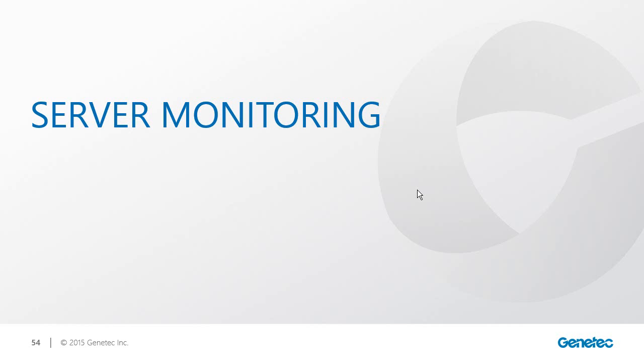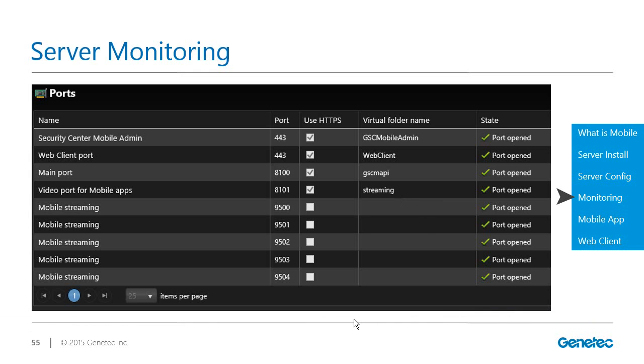Okay, so we're going to take a look at a few things that we can monitor and functions that we can do from the server using the mobile admin. Now the first thing we can check from the monitoring section is the ports that are in use. If we click on the ports from the home page, we'll get a list of all the ports used, including any that we have set up for mobile streaming. We can see if they're encrypted using HTTPS. We can see the folder used for the application and the state of the port as well. Now if you click on any port name, it's going to take you to the section where that port is configured, making any modifications to the ports here very easy.